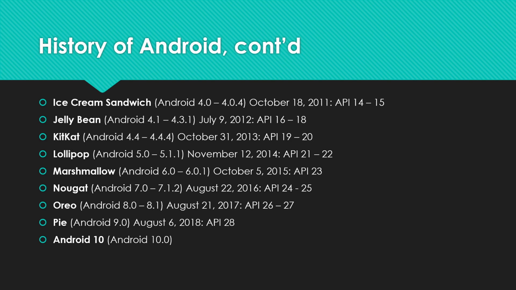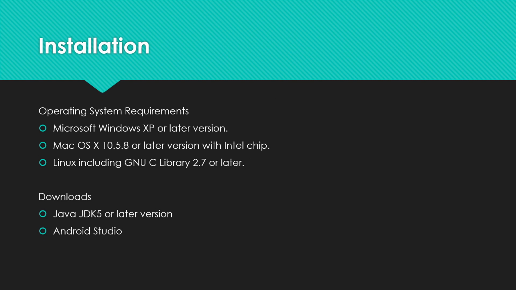Now let's proceed to installation. So here are the requirements. We have Microsoft Windows XP or the latest version of Microsoft. On Mac OS, you have 10.5. You can install Android Studio on Mac OS. Okay, it is not limited to Windows only, and then also in Linux.